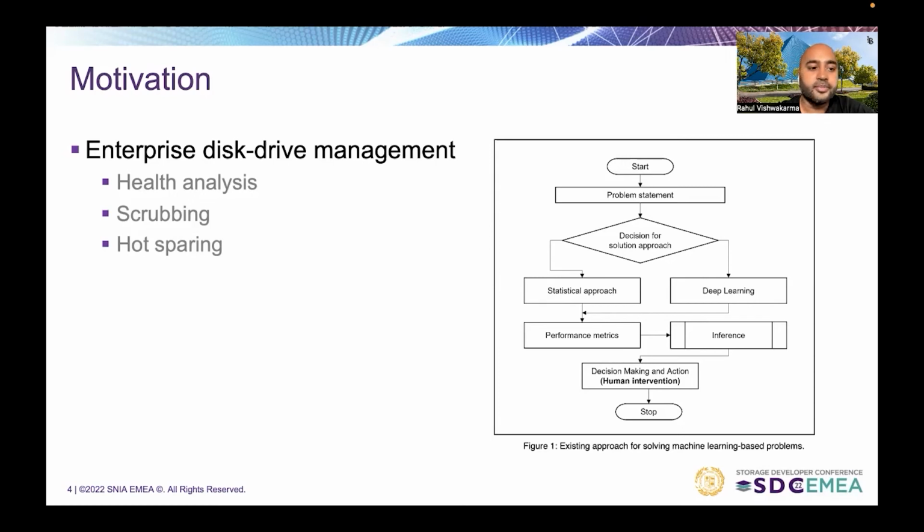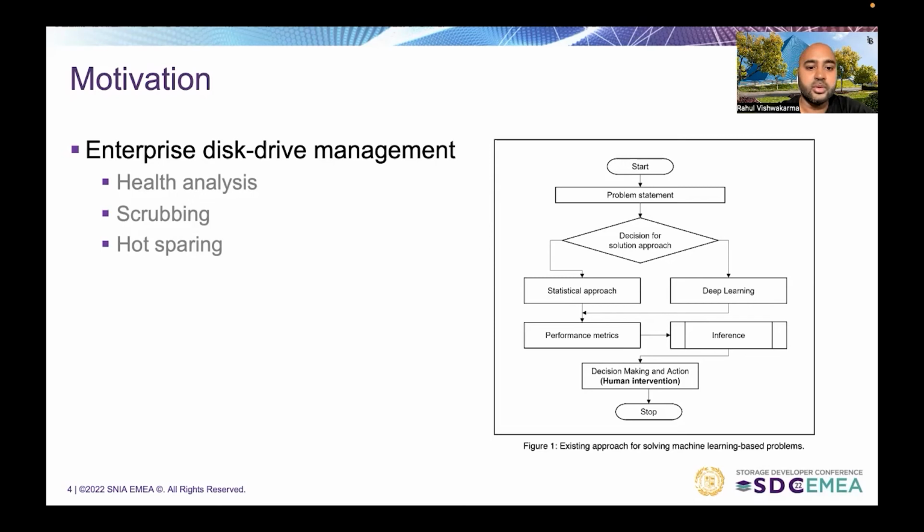Another example is disk scrubbing. Just take an example of a storage system where we have more than 100 or maybe 500 disk drives. The traditional approach of scrubbing is that it will be scheduled in an intelligent context window where the system resources are not being used much, and then it will just scrub it, right?